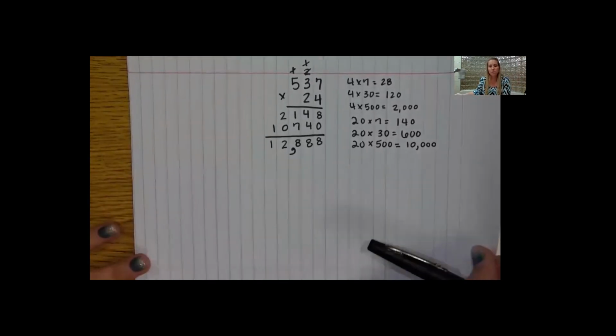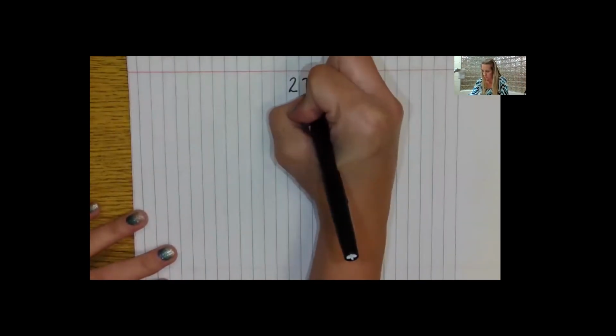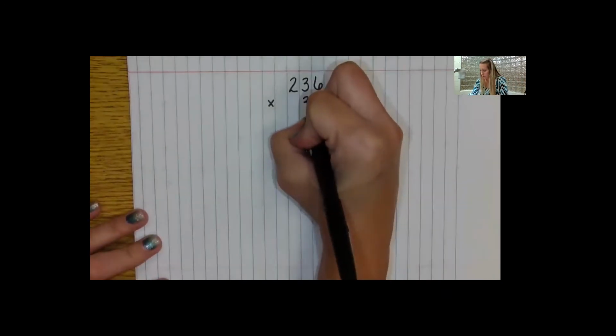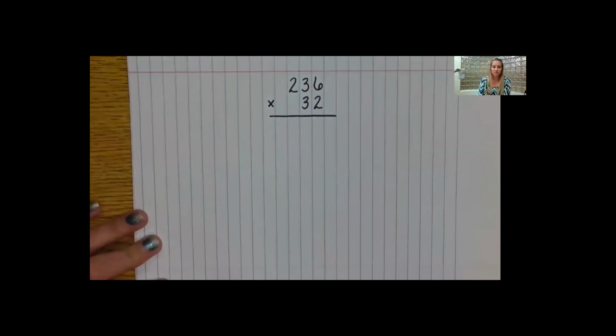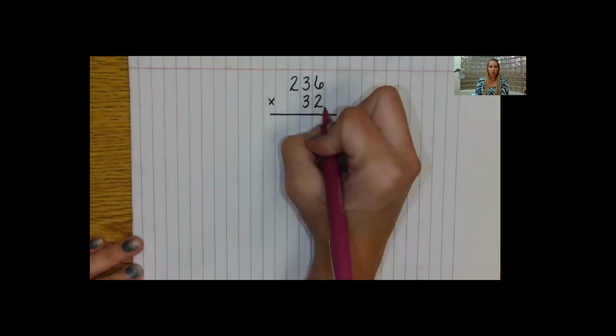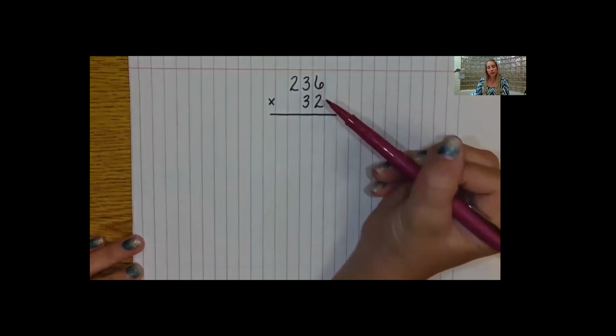Let's try another one to make sure that we have it. Are you ready? 236 times 32. All right, just like the last one, we're going to start in the ones place of 32. The 2 will go to every digit in the top factor.